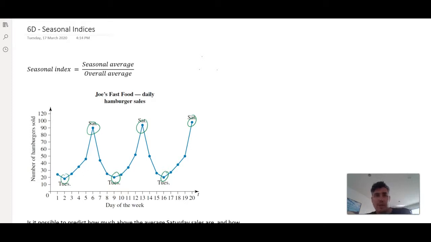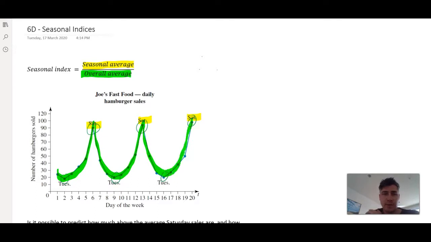So to do this, you have to develop what they call a seasonal index, which is calculated as the seasonal average, which you gain from looking at multiple Saturdays in a row, okay, for a long period of time, and working out the average for that season, and divide that by the overall average. So that means the average for all of the data points for a long period of time. Okay, so the longer you can get these averages for, the better, so long as the seasonal pattern remains the same. So we're going to use these 3 weeks worth of data here to work out the seasonal index.